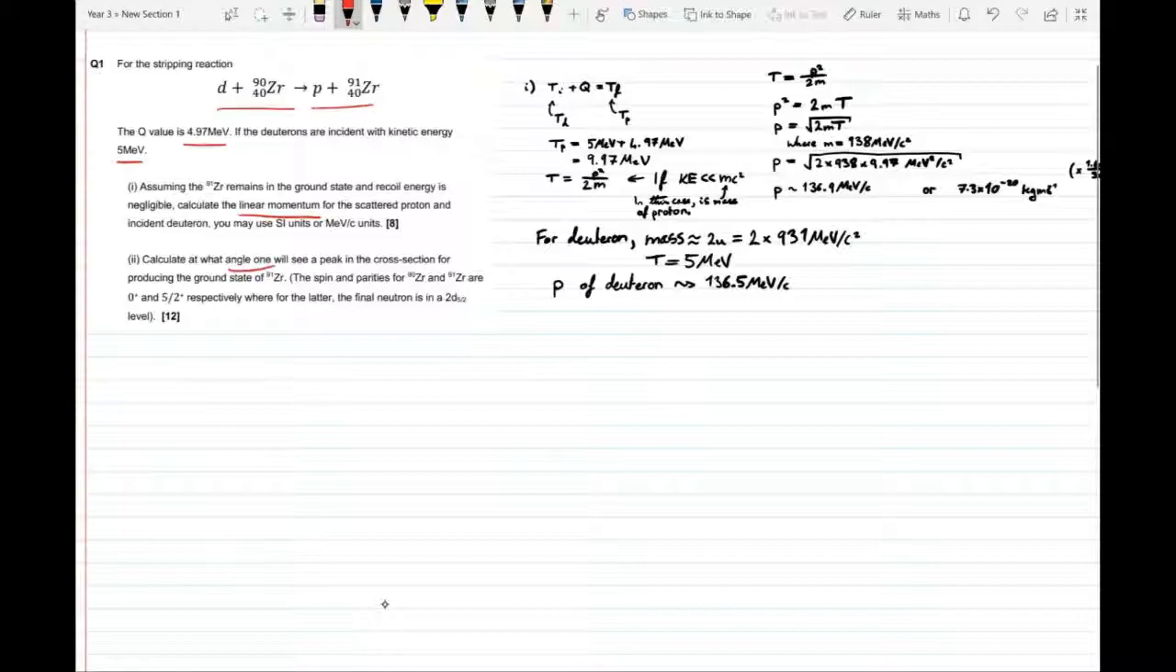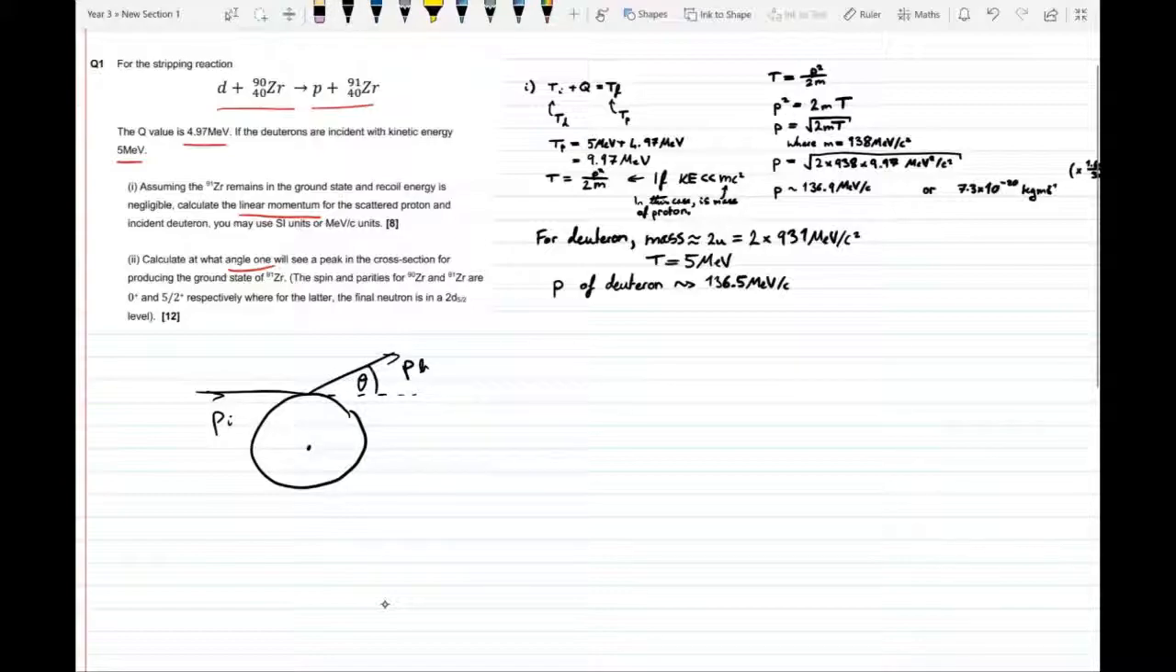Part 2 of this question asks us to calculate at what angle a peak for cross-section would be, producing the ground state of zirconium-91. For this question, we want to consider what we are actually looking at. We have the incident momentum and the final momentum. The final momentum subtends at an angle theta from the initial momentum, and we can draw ourselves a triangle using these vectors. The connecting vector q is the change in momentum.